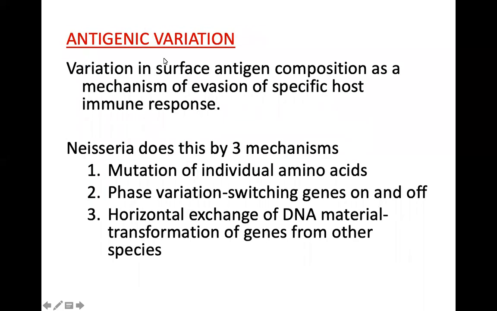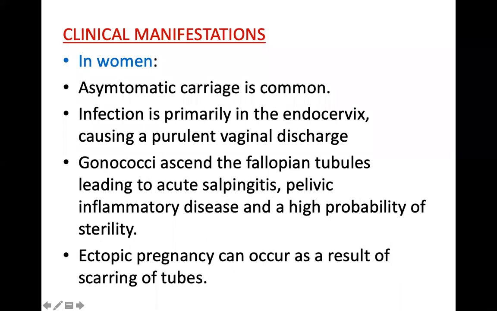So I was just winding up on this antigenic variation that occurs in Neisseria. And going on to the clinical manifestations, in women, asymptomatic carriage is common, and that is for a short time. Basically, if you compare the male and female patient, because of urethritis in the male patient, an infected male individual would know quickly that there is an infection present, compared to the female who may take a few more days before they detect that the infection is present.